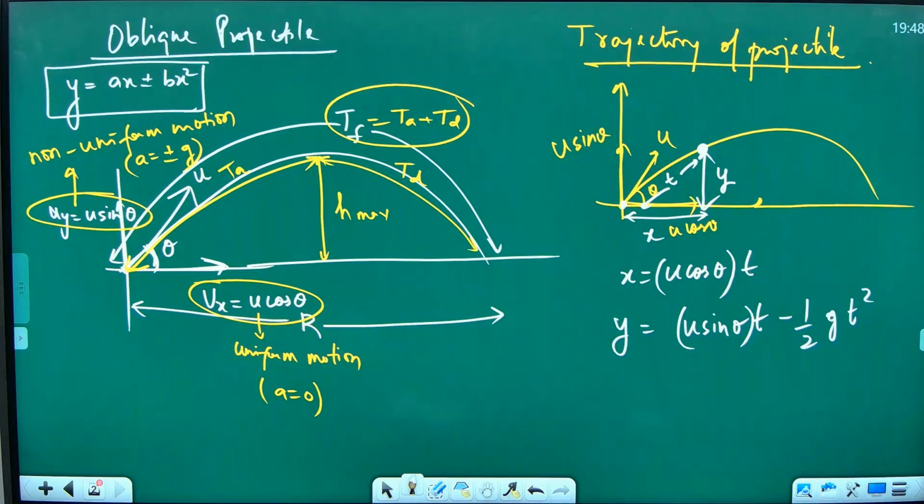Got my point? Okay. So, from here I can take out t. What will that be? t will become x by u cos theta. Now, this t, equation number 1, I am writing, I am going to put it here.